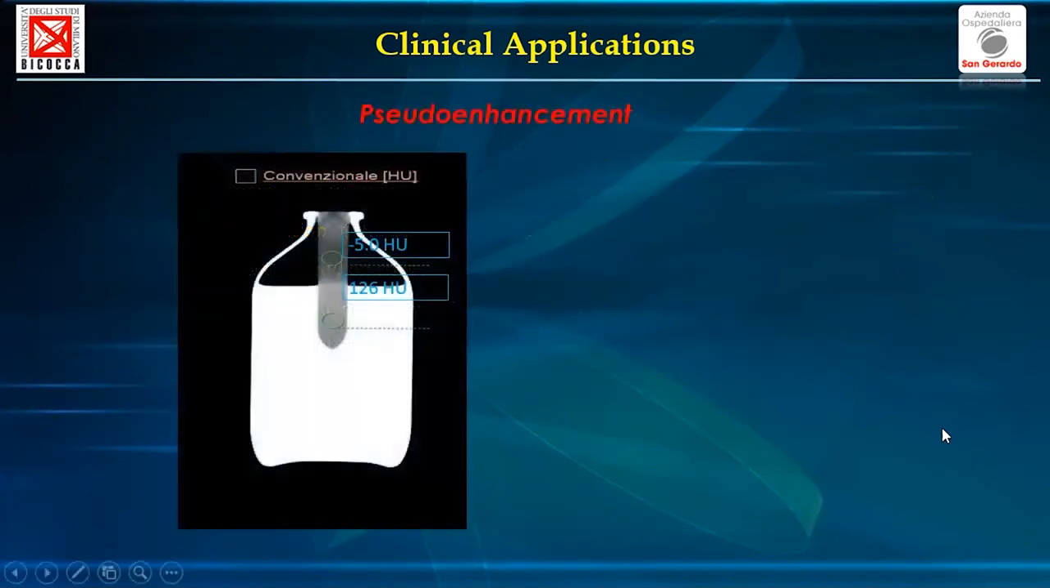And before describing the incidentaloma better, I would like to spend a few minutes talking about pseudo-enhancement. When we work with CT, we know that the effective enhancement of a lesion depends on the surrounding tissue. In this case, we perform a CT scan of a vial with water. We know that the Hounsfield unit for water is almost zero.